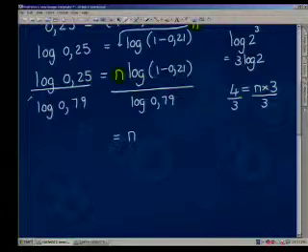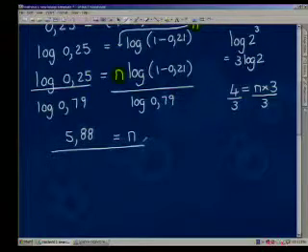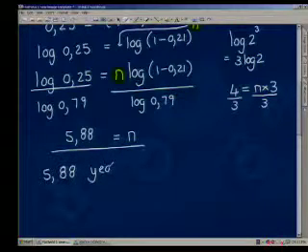Okay? So have you got your calculator ready? Yes, I do. Right, so punch in for me the log of 0.25 divided by the log of 0.79. What are you getting? 5.88. Good. Okay, so you're getting 5.88. Now remember that the question said that they wanted you to work out how long in years. Yes. Okay, so this is actually 5.88 years.